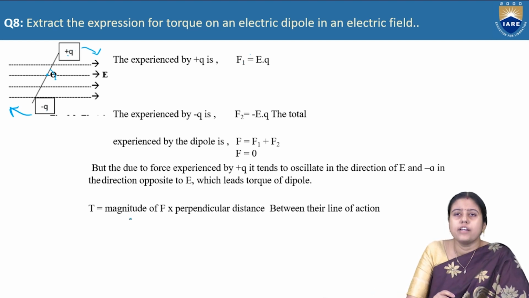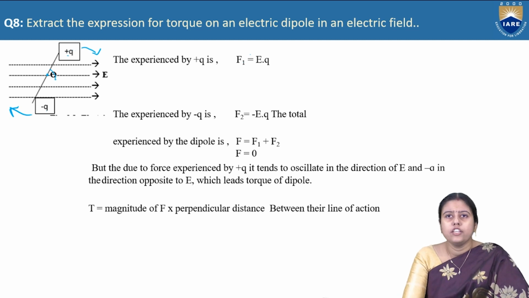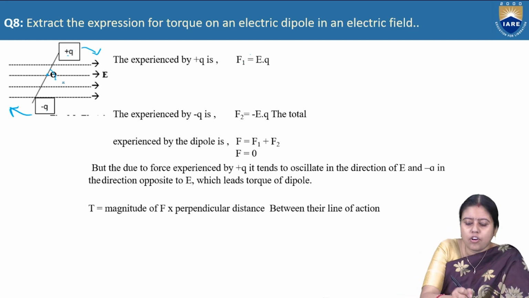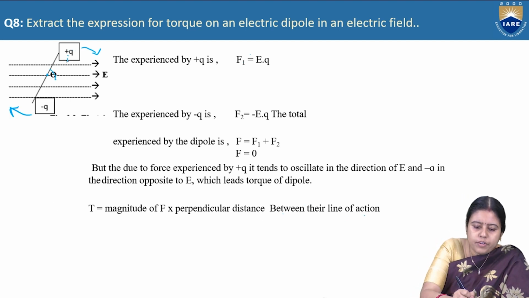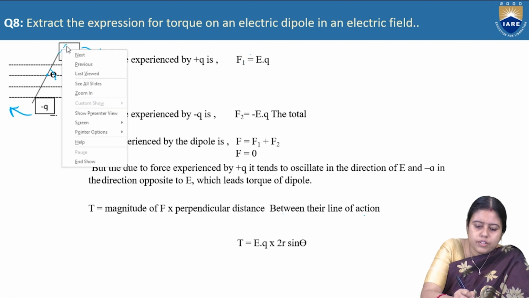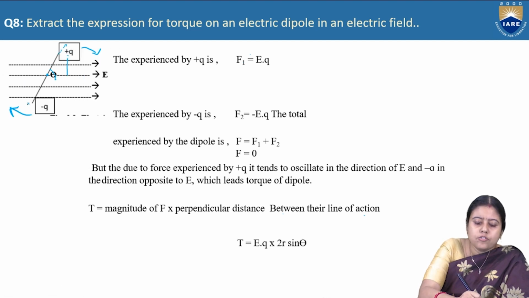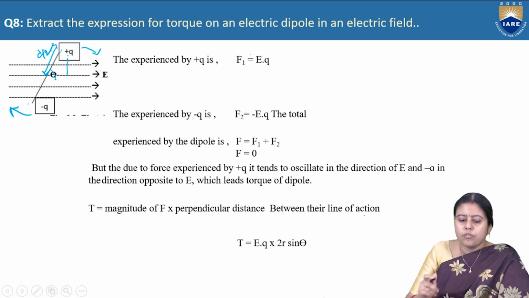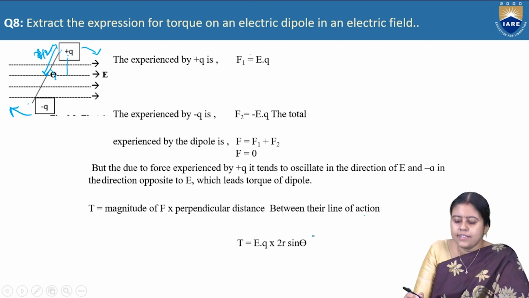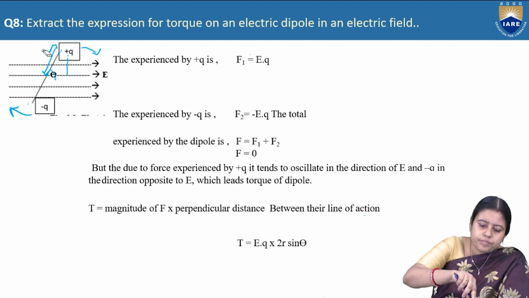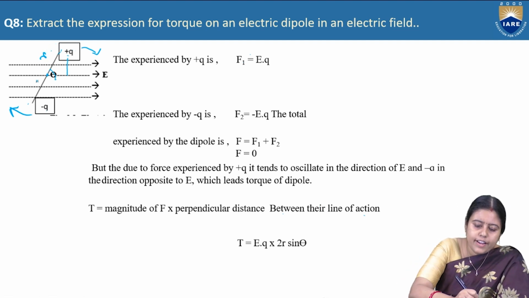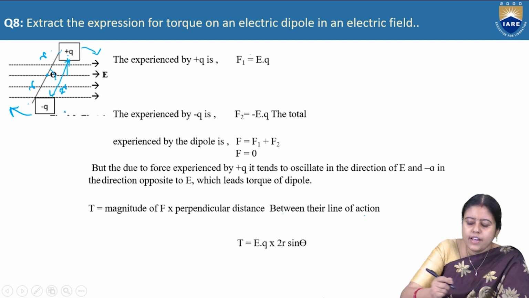So torque is equal to, what is torque? Torque is equal to the magnitude of force times the perpendicular distance between the lines of action. So we have to take the perpendicular distance between the lines of action. If this total length is d, we will take it as d by 2, or if the distance is r, it is r by 2. From the midpoint we are taking r and r, so what is the total distance between them? Between them is 2r sin theta.